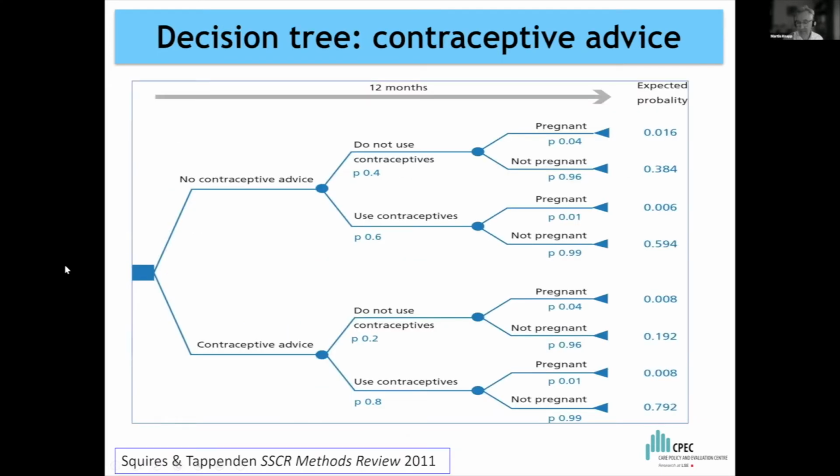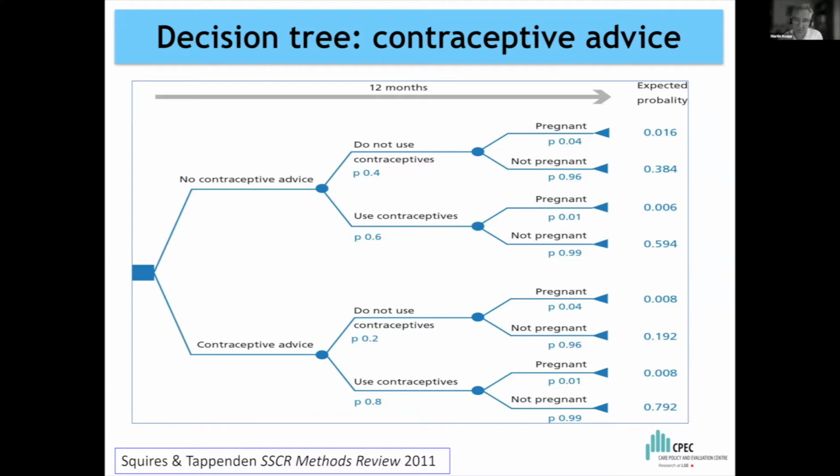So this slide is not on social care. You can read at the very top, it's about contraceptive advice. Why have I put that in there? Well, because it's an example that is here in this methods review by Squires and Tappenden, which is in the SSCR series from quite a few years ago now. It's a really nice introduction to mathematical modeling or modeling approaches in evaluating in the social care area. And they just have this example. So I've copied the slide from there.